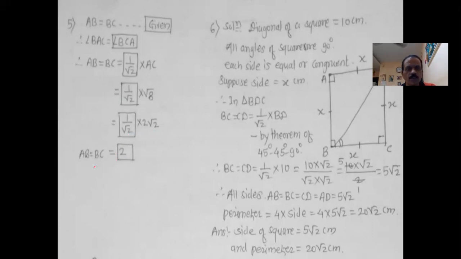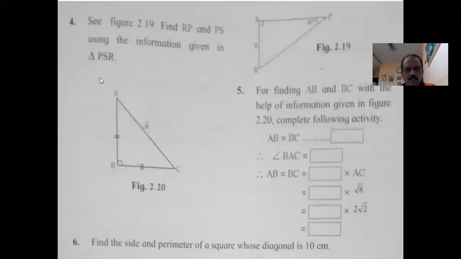This is the answer of that segment. AB is equal to BC is equal to, we get, 2. This is the answer of your fifth question. Now the sixth question. What is the sixth? It is nothing but: find the side and the perimeter of a square whose diagonal is 10 centimeter.